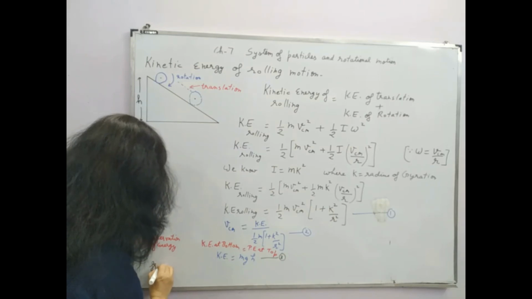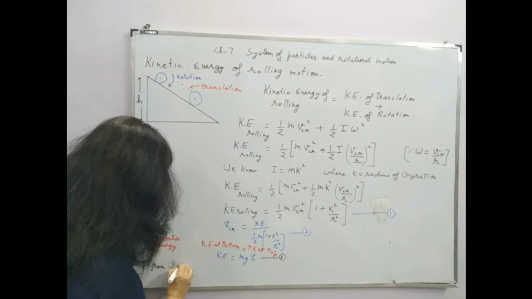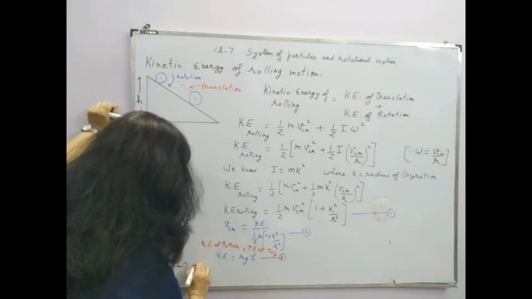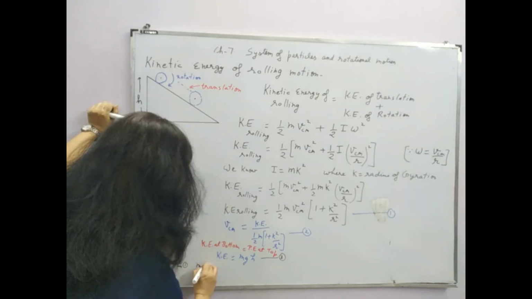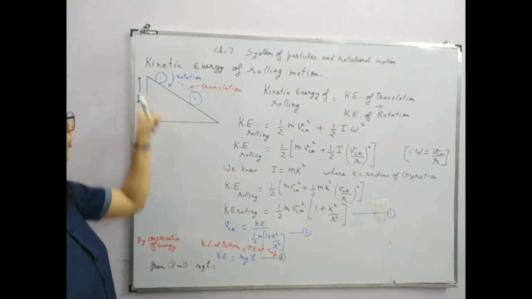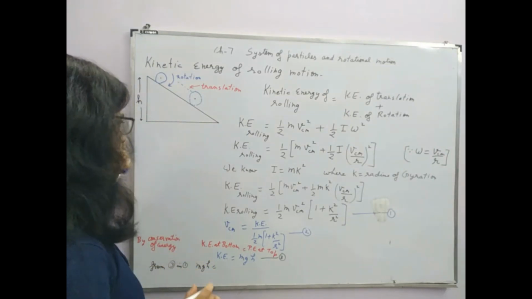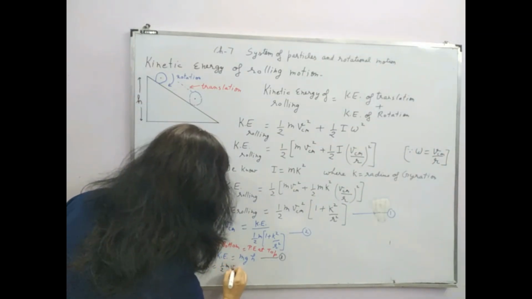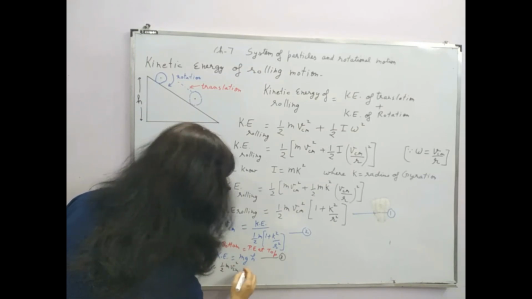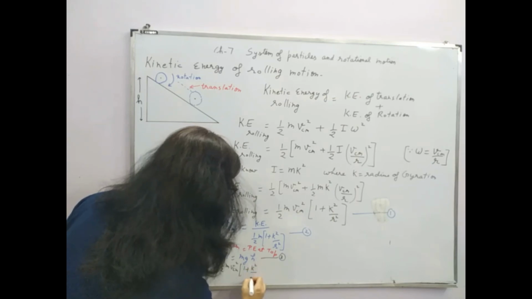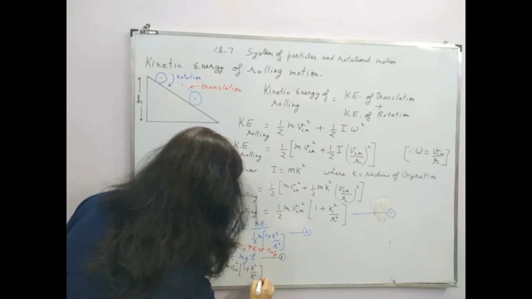So from 3 in 1, kinetic energy is written as mgh in this case, because whole of the potential energy gets converted into kinetic energy when the body reaches the bottom point. So this is half mvcm square times 1 plus k square upon r square.